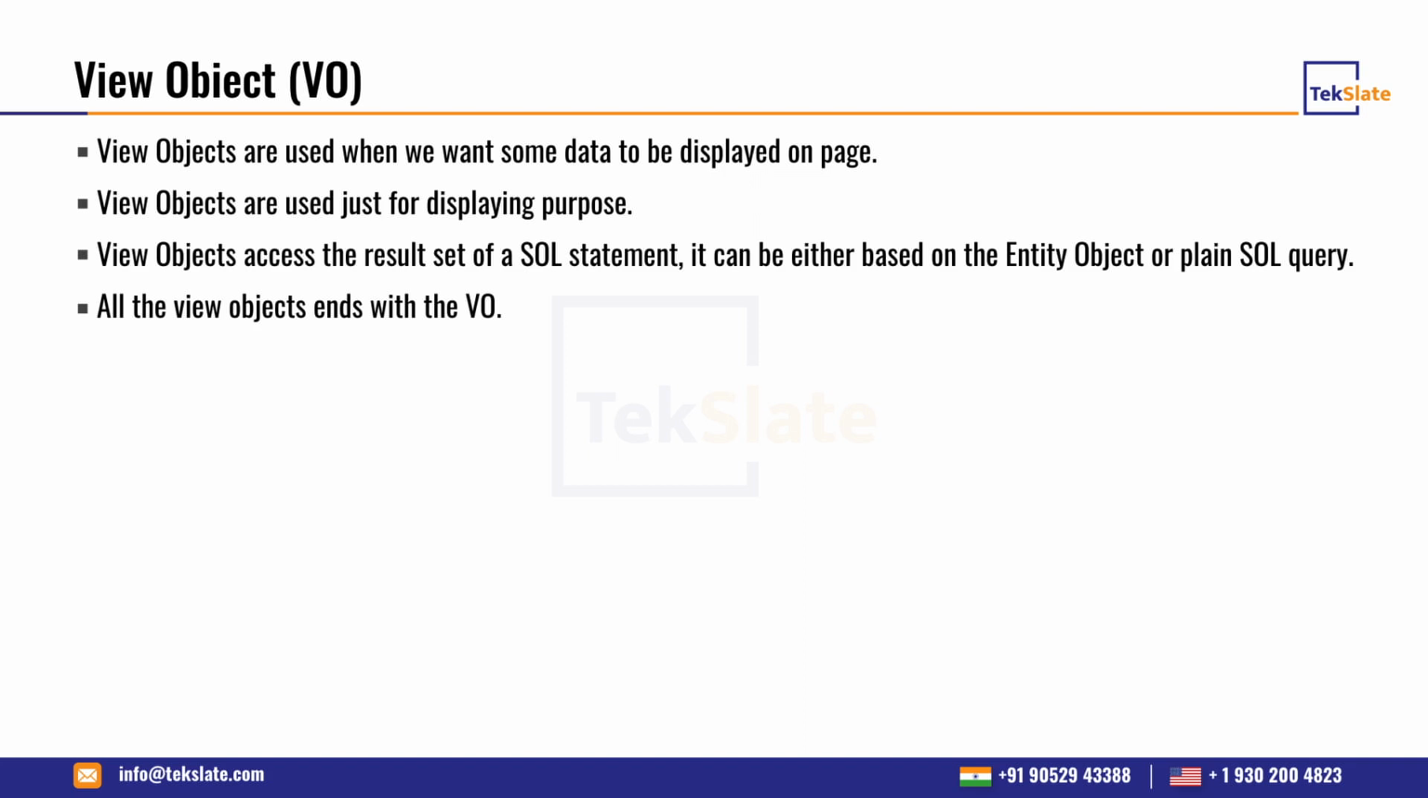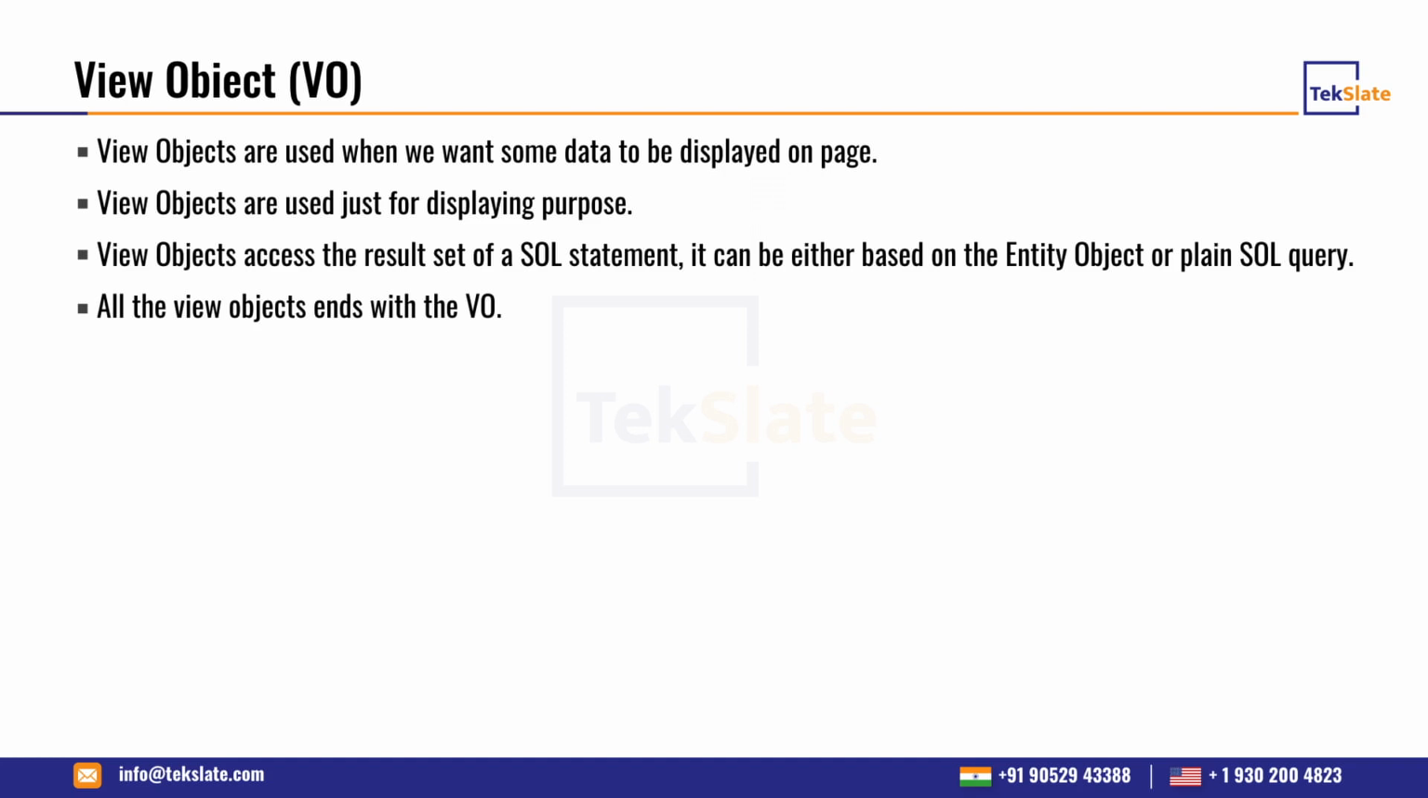And the folder structure of this VO should be like oracle.apps.gl.component.server. As you just observed, the entity object should be in schema.server, the VO object should be in server, as well as the AM object in server. We'll go to the AM object now.